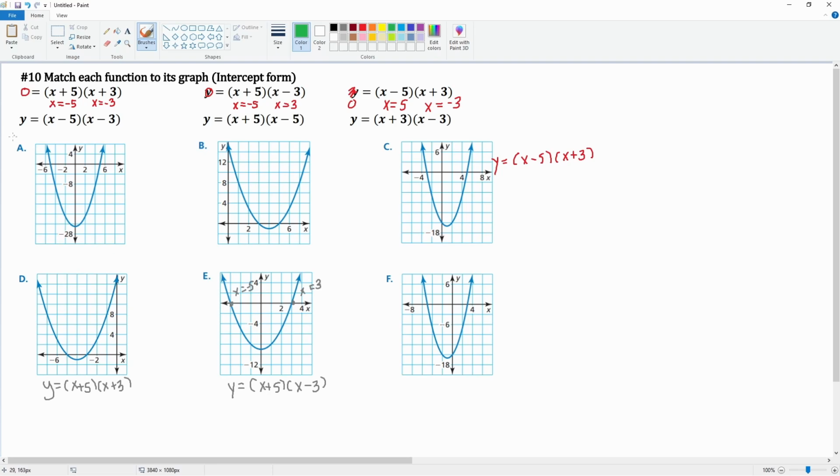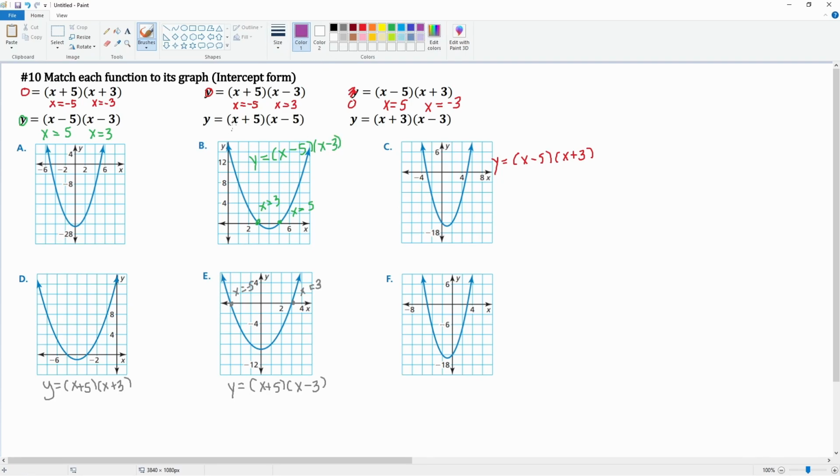Next one, make this green. Okay, set this equal to 0. So x is equal to 5 and x is equal to 3. Let's see, 5 and 3. 3, 5. Perfect right here. X is equal to 3 and x is equal to 5 here. So this one, it is y is equal to x minus 5 and x minus 3.